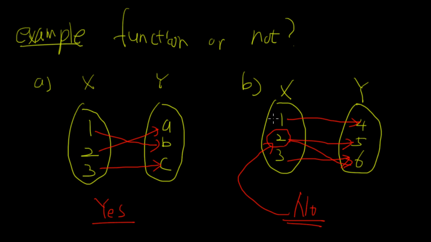Well, think of this x as a group of boys, and think of this y as a group of girls, for example. Let's say boy number 1 likes girl number B, boy number 2 likes girl number A, boy number 3 likes girl number C. No problem. Everything's fine. What about this? This boy number 2 likes girl number 5 and likes girl number 6 at the same time, which is no good, right? So if it has to be a function, there must be one line coming from each element of x.